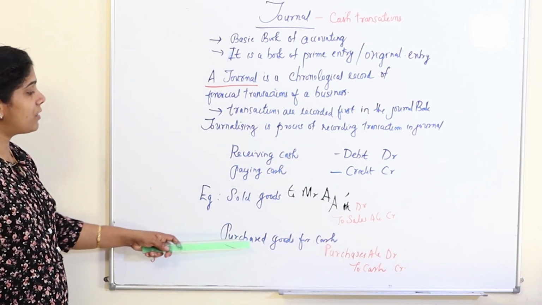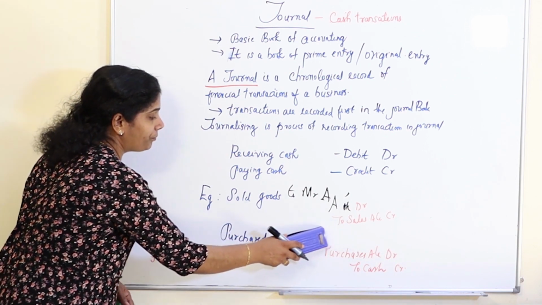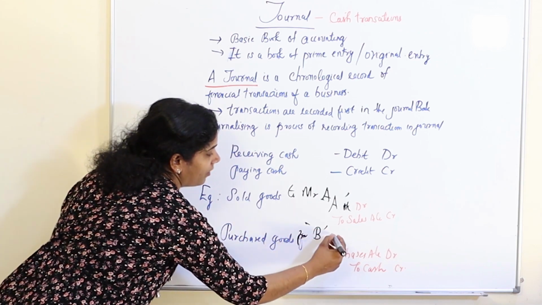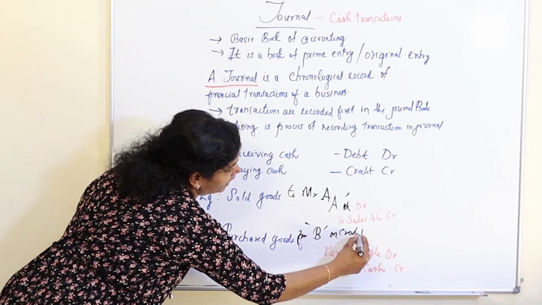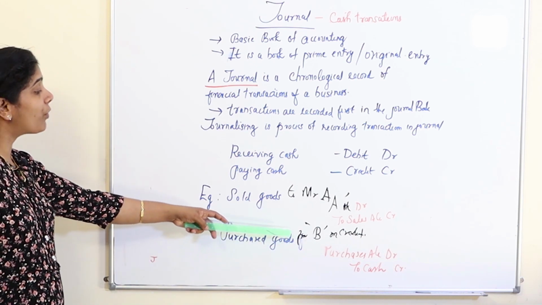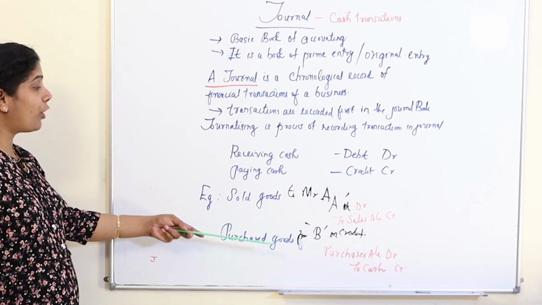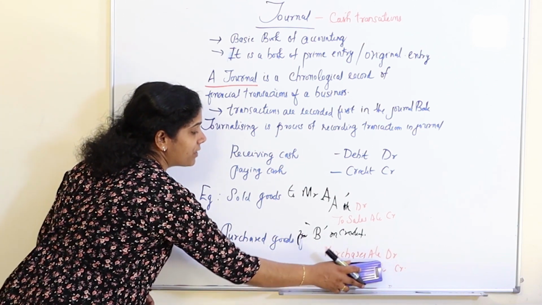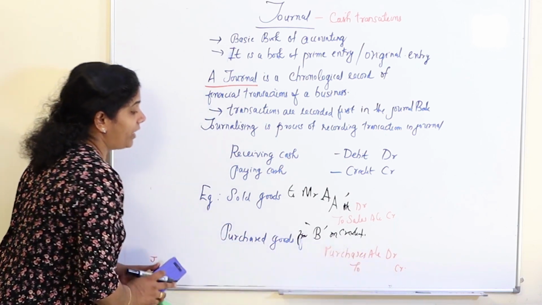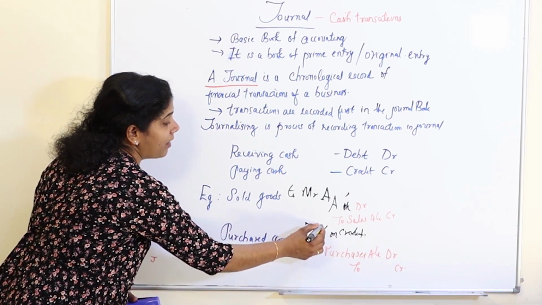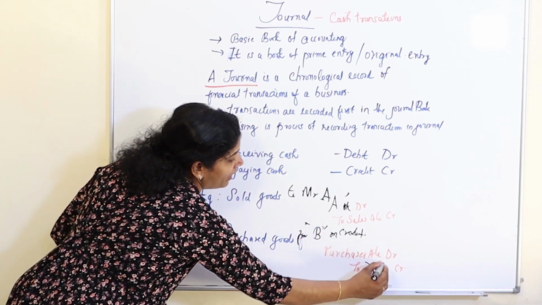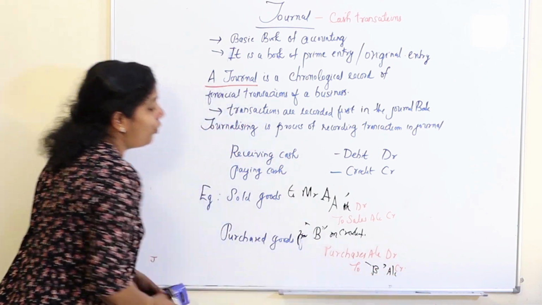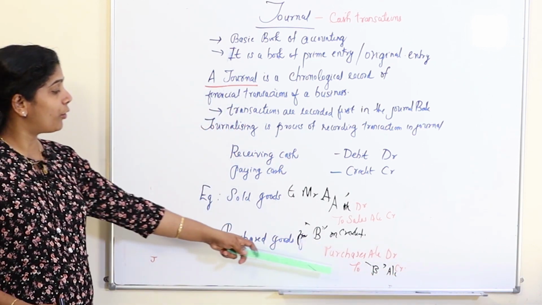Then purchased goods from B on credit. It's for credit. It's not for cash. We did not pay cash. The payment will be in a future date. So cash is not going out of the business now. So we have to credit, because it is payable to B. So we have to write B's account credit, because it is payable to B.